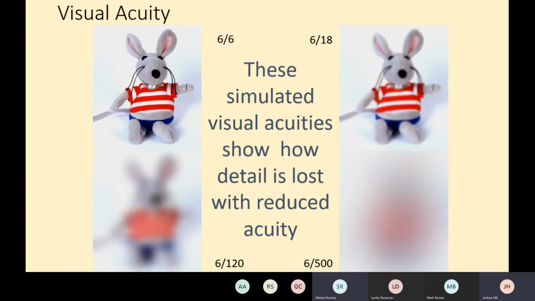Next. This slide gives you just some flavour of where we have perfect vision at 6/6 and how nice and crisp and clear, moving to moderate visual loss at 6/18, becoming a bit more blurry, and then obviously much more reduced as we go on.